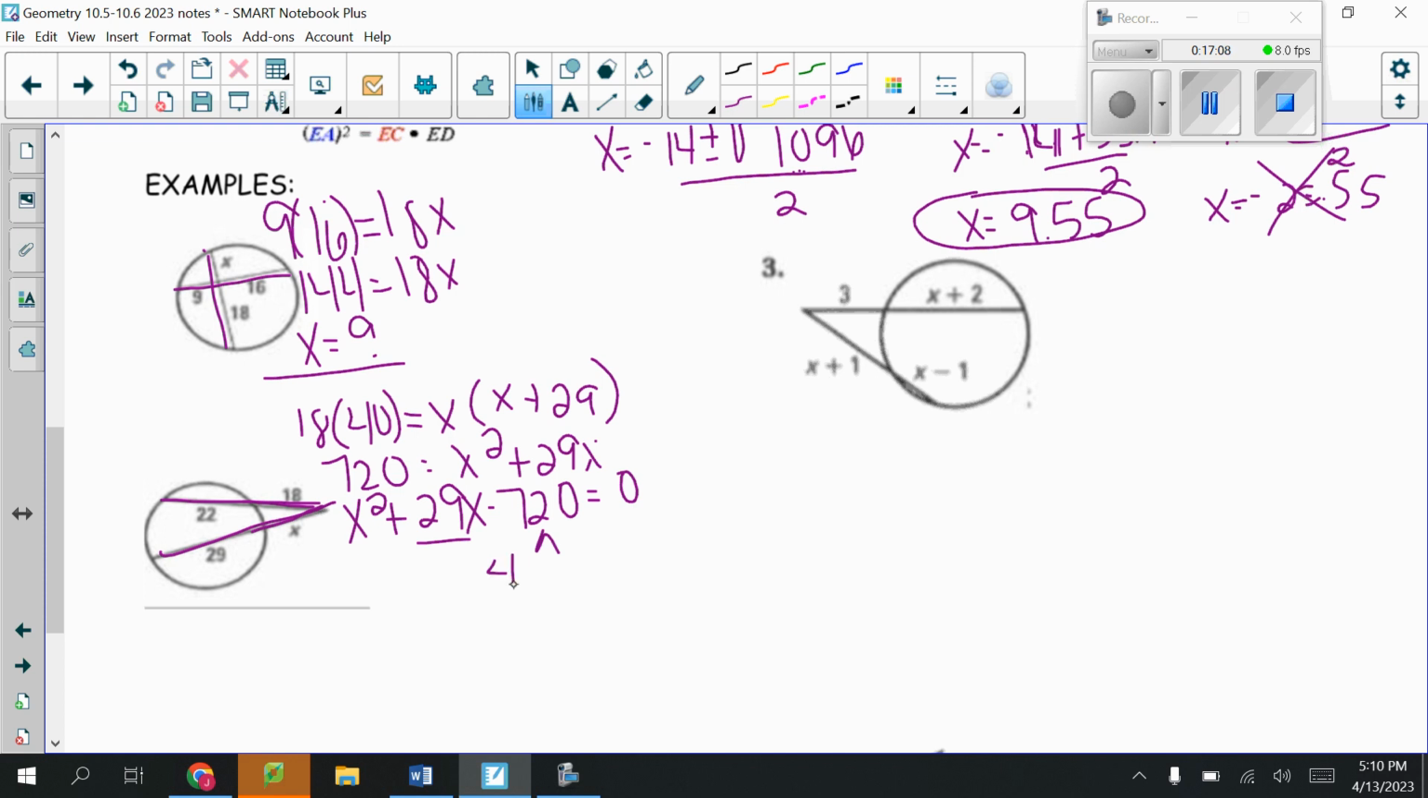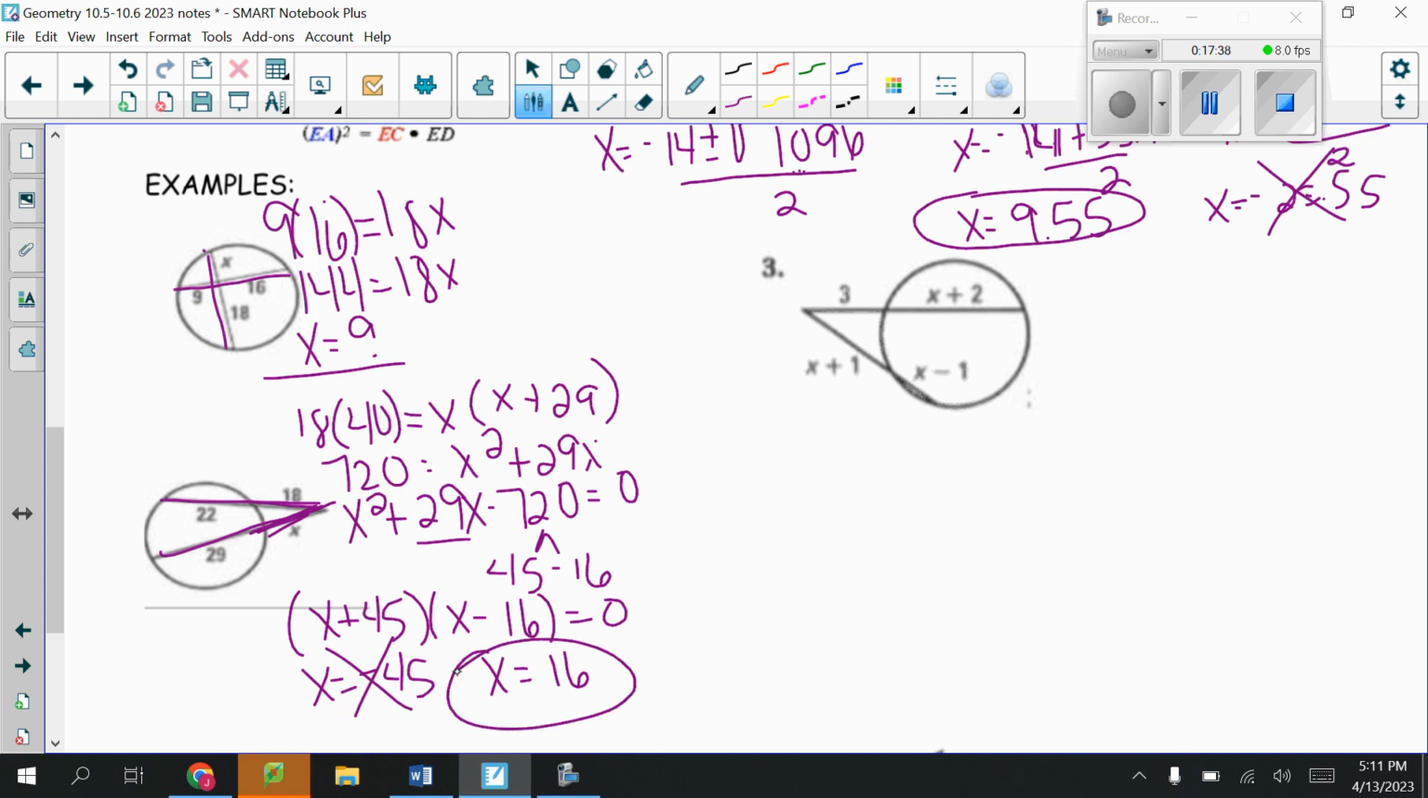This one factors. If I take positive 45 and negative 16, when I multiply those, I get negative 720, but when I add them, I get positive 29. So my first parenthesis, x plus 45. My second parenthesis, x minus 16. And remember, I just set both of these equal to 0 and I solve. So this one is going to get me x equals negative 45. This one is going to get me x equals positive 16. Again, my x is representing a length, no negative. So the positive 16 is my answer.